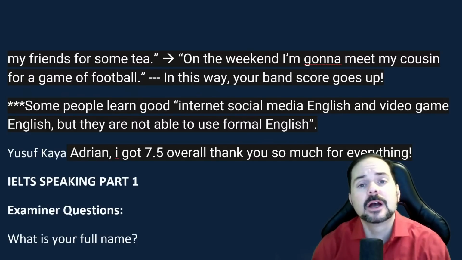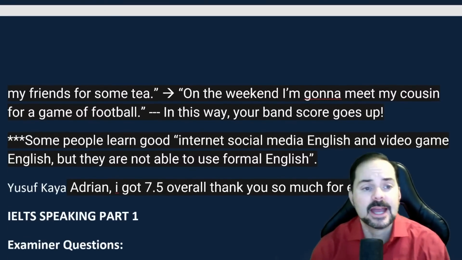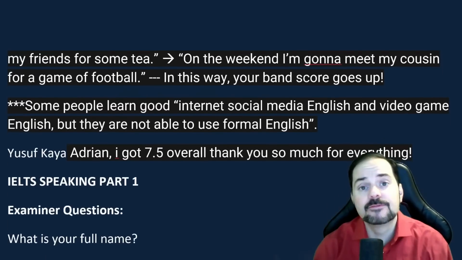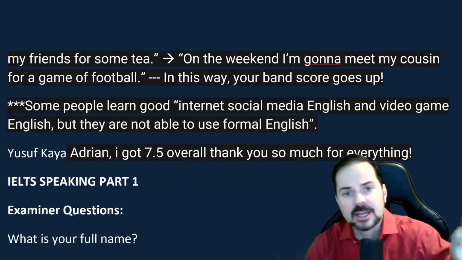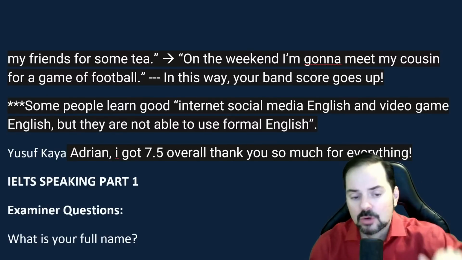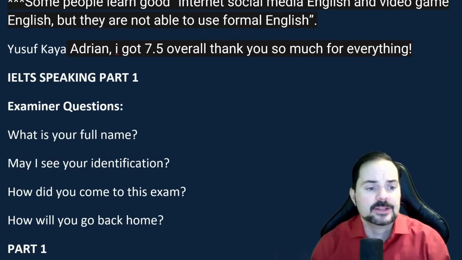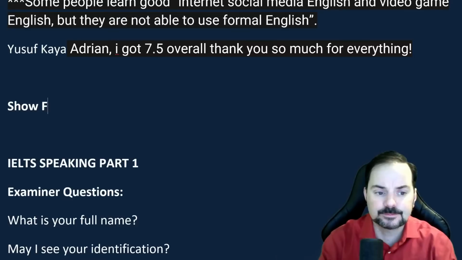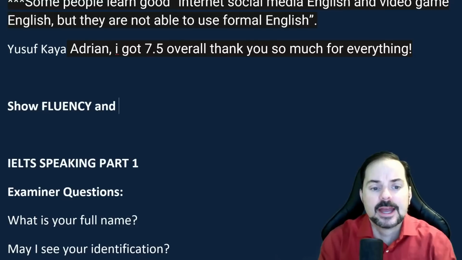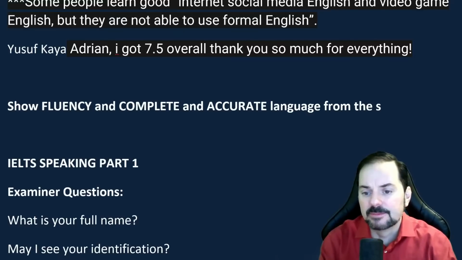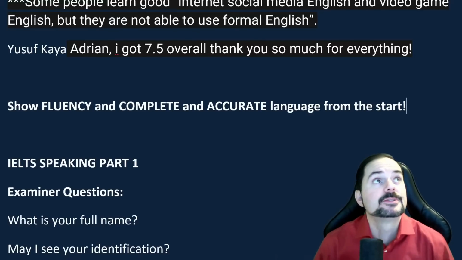So again, an important point here, answering Bhupender's question. You can use slang. Just make sure to use the formal language first, not the other way, not slang and then formal. Okay, that's a bit awkward. Use formal and then colloquial. Okay. All right. So IELTS speaking part 1, show fluency and complete and accurate language from the start, right? Remember that first impression, right? Very important. Okay.